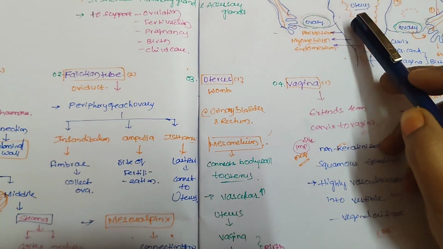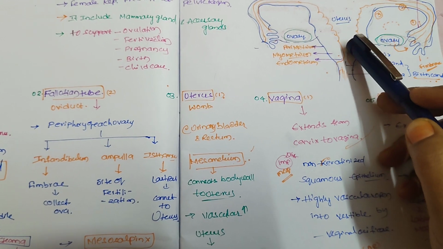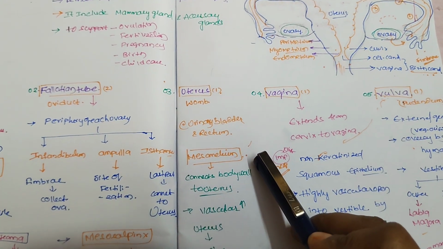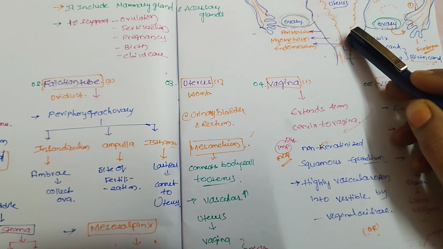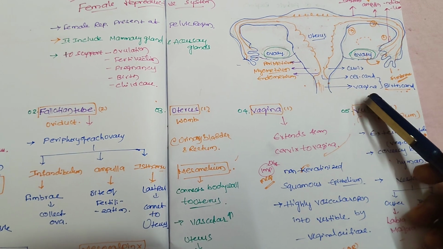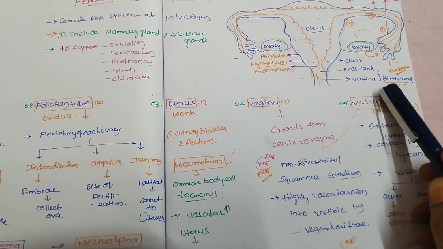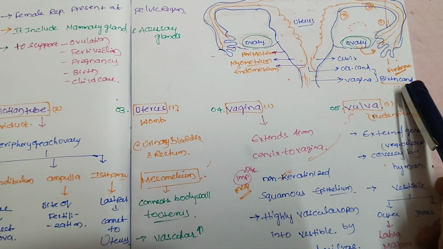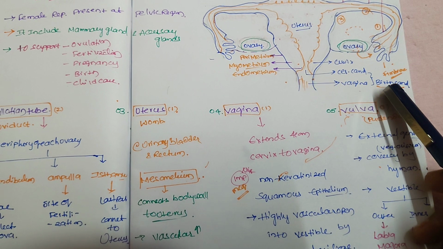Then the uterus is more vascular, and it connects to the body wall with the mesometrium. The uterus leads to the vagina, then vagina to cervix, cervix to cervical canal. So here the cervical canal and vagina are also called the birth canal. This is also an MCQ: which parts consist of the birth canal? The cervical canal and vagina.